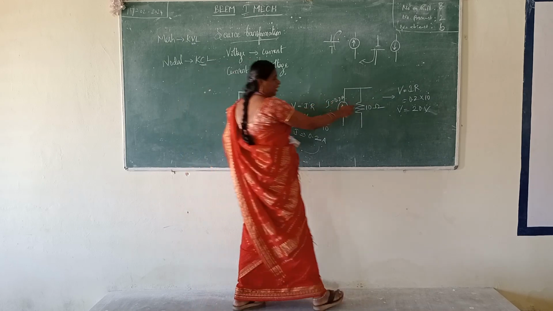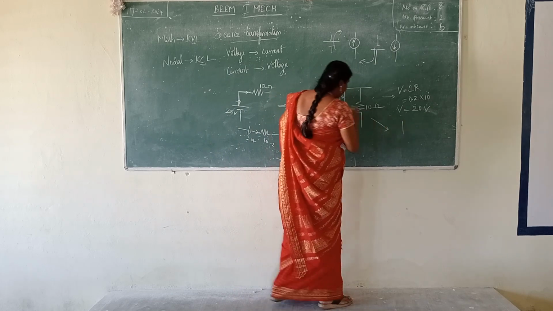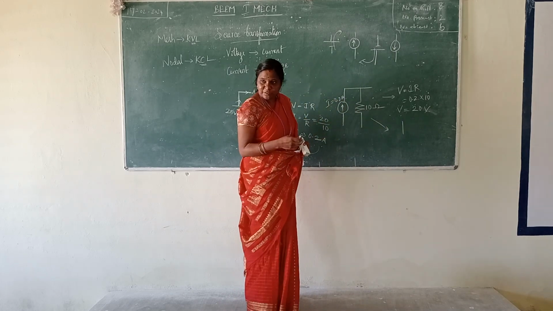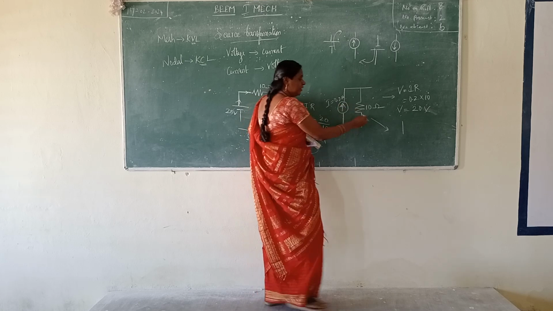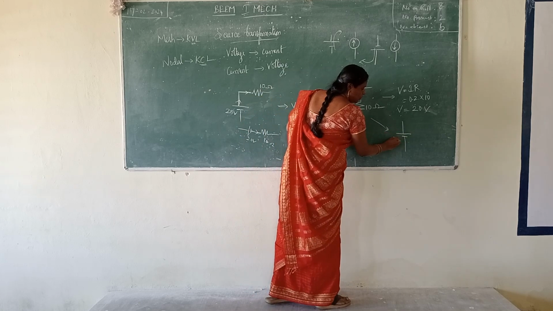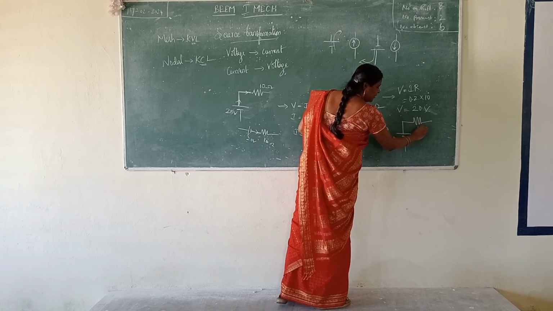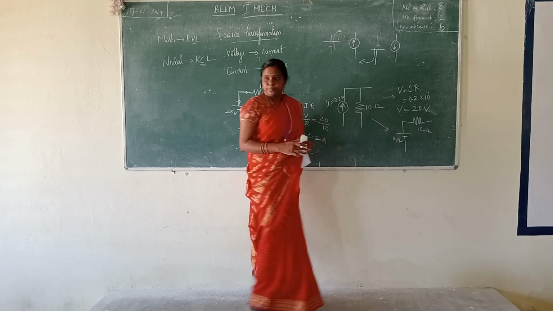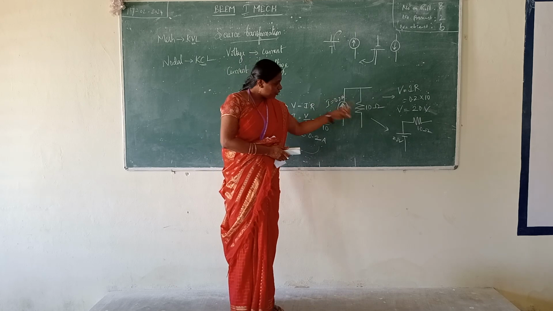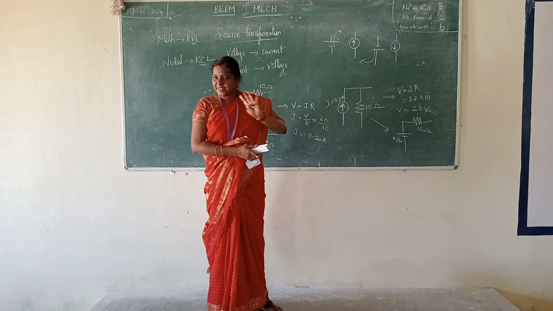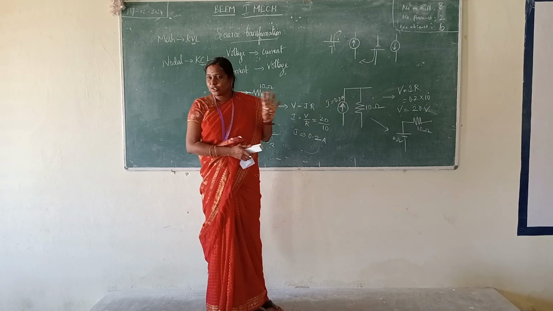Now you need to redraw again. How to redraw? Convert the current source into a voltage source. Where the current direction is flowing, there you should put the positive line. So this is 20 volt as I found out. Replace the resistor in series now. Just calculate the value and replace the resistor. That's it. That was the source transformation.